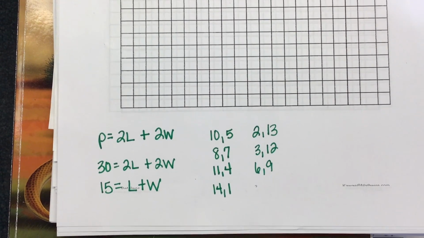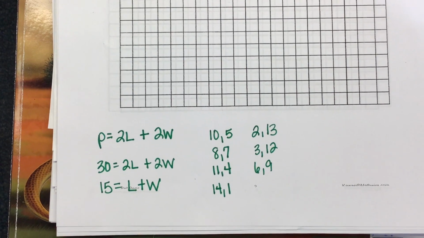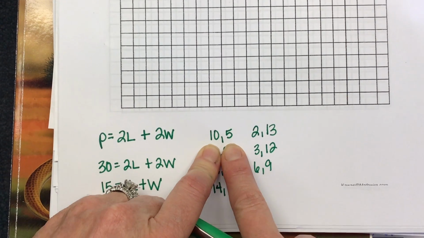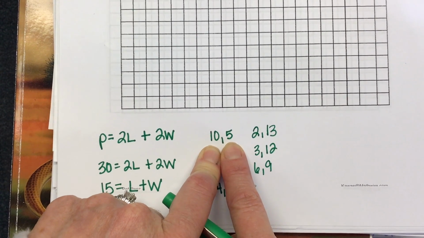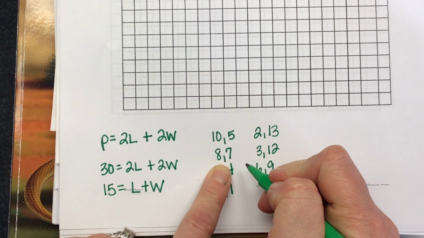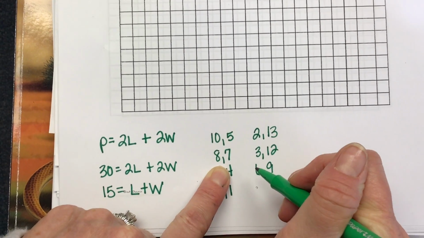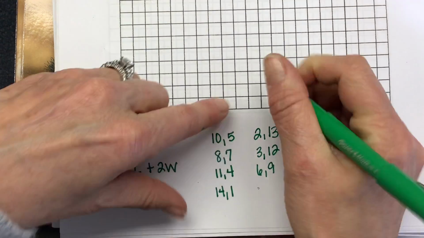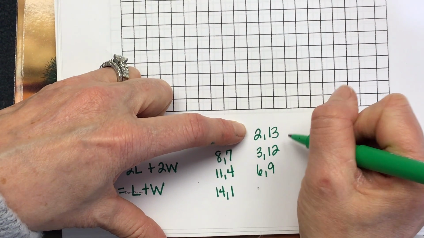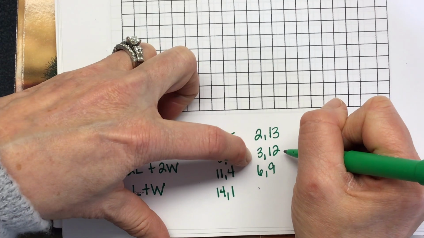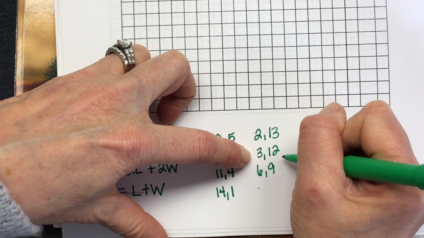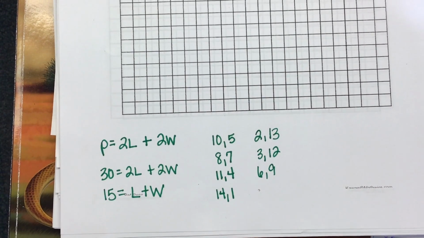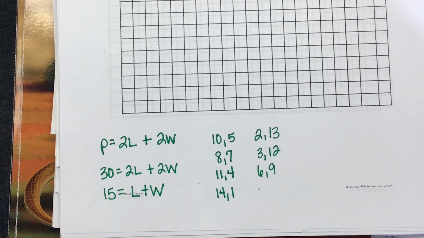Guys, I need to see more than 3 hands up. Harper Cook. Multiply length times width. So what's the area if my length and width are 10 and 5? 50. What if it's 8 and 7? 56. What if it's 11 and 4? 14 and 1? 2 and 13? 28. 3 and 12? 36. And then 6 and 9? 54.